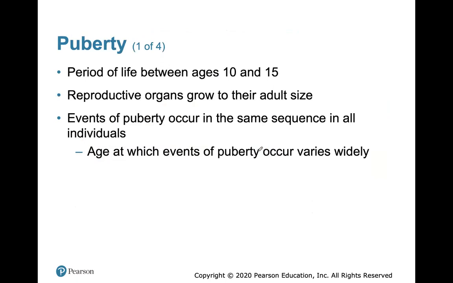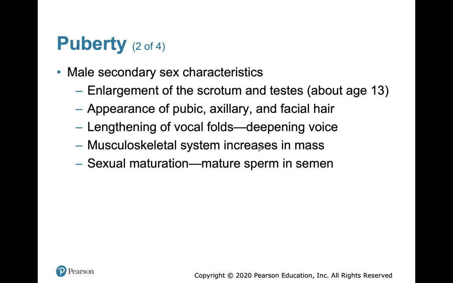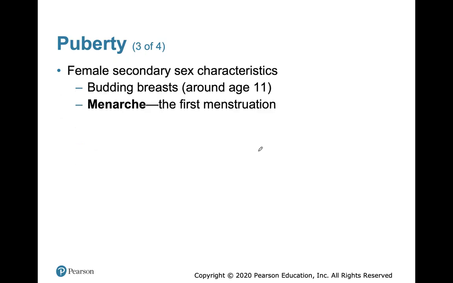Puberty then is a period of life between ages 10 to 15. The reproductive organs will grow to their adult size. The events of puberty occur in the same sequence in all individuals, but the age varies. Male secondary characteristics occur at puberty at about age 13: facial hair, pubic hair, lengthening of the vocal cords, which deepens their voice. Their musculoskeletal system increases, sexual maturation, mature sperm will be in semen, and this is all due to testosterone production.